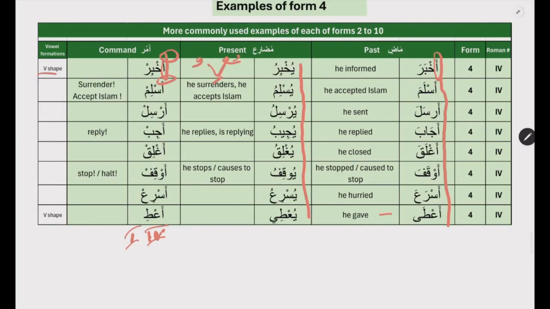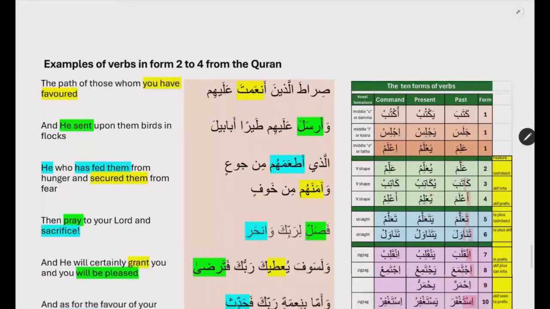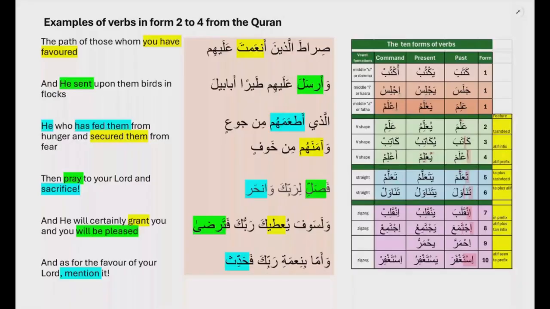Okay, just to look at some quick examples from the Quran. Sirat al-ladhina an'amta alayhim is from Surah Fatiha. Now, if you look at this ayah here, an'amta, Na'ima is the root, with an alif prefix. So what will this correspond with in terms of this table here? It will look like this one here.